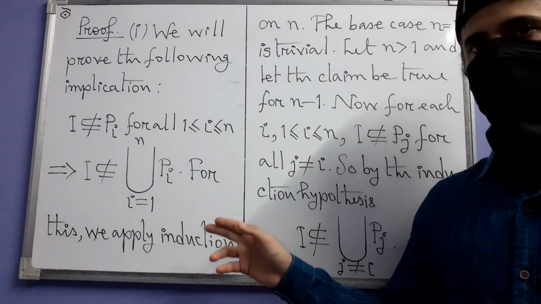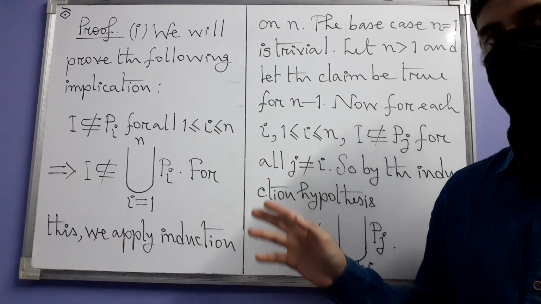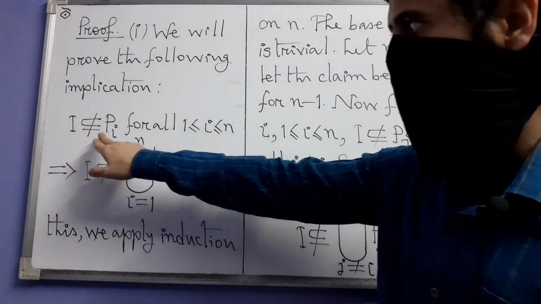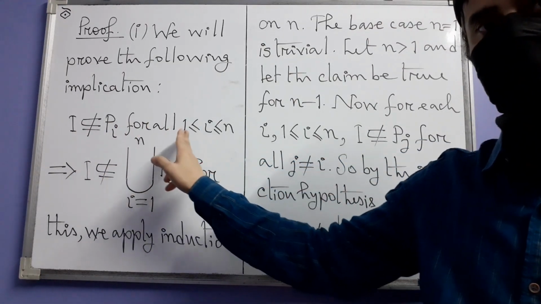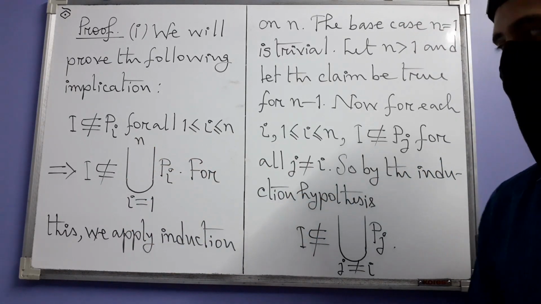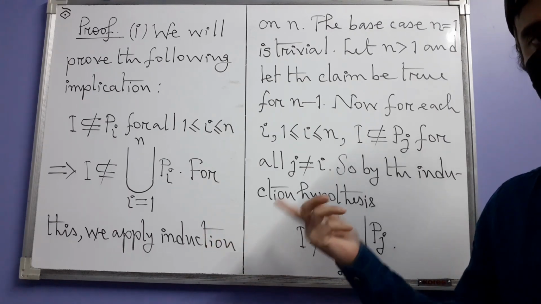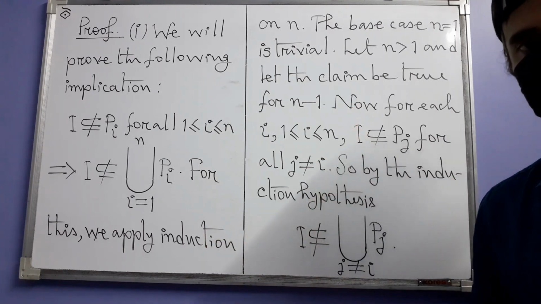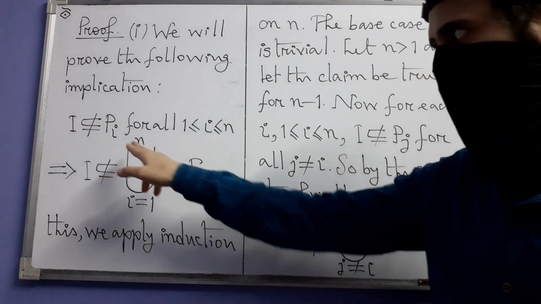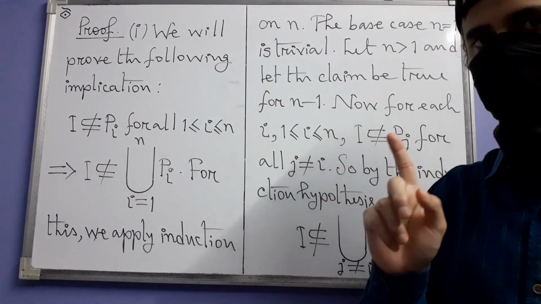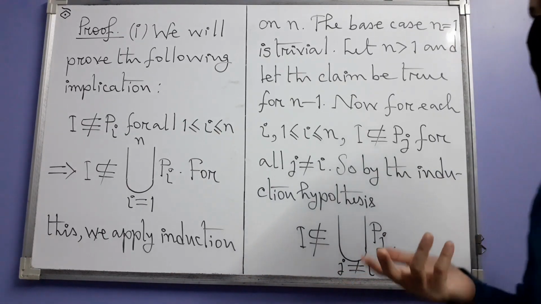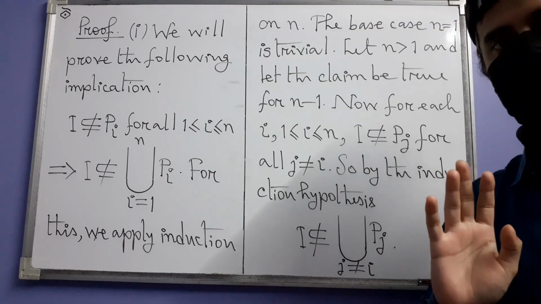We will actually prove the contrapositive of what is required in part 1. That is, we are going to prove that if I is not a subset of Pi for all i's, then I is also not a subset of the union of the Pi's. And for this we are going to use induction on n, the number of prime ideals. The case n equal to 1 of course is trivial, because if there is only one P1, then this statement and this statement are actually the same statement. So that means we have a basis for our induction.